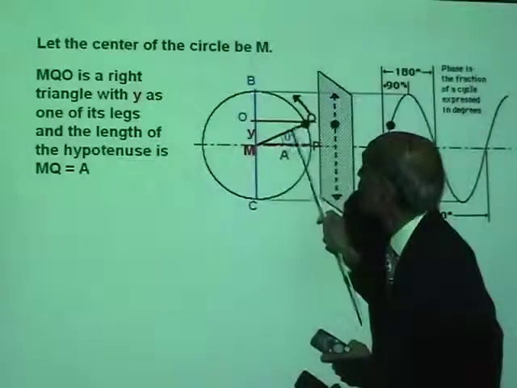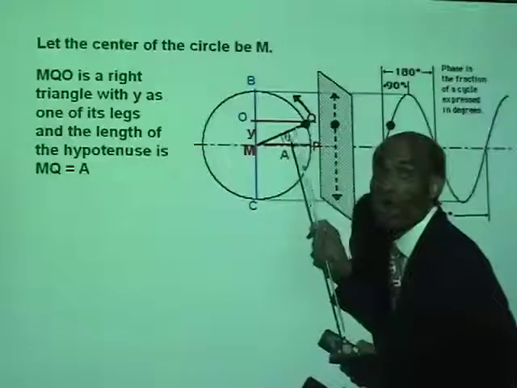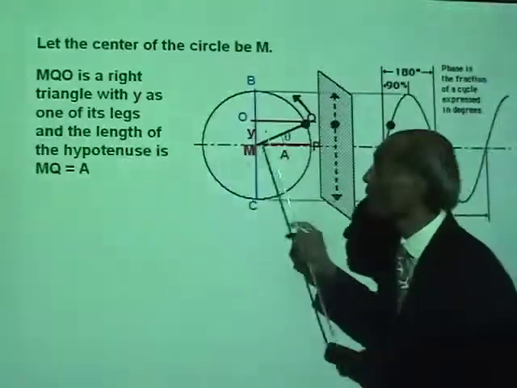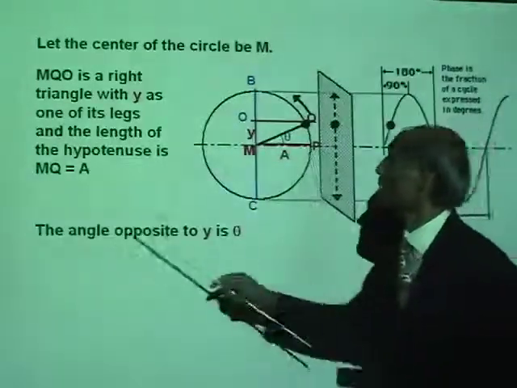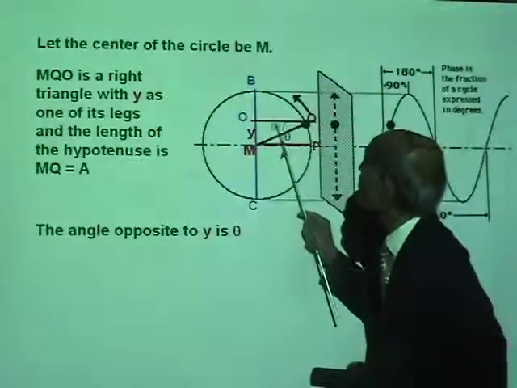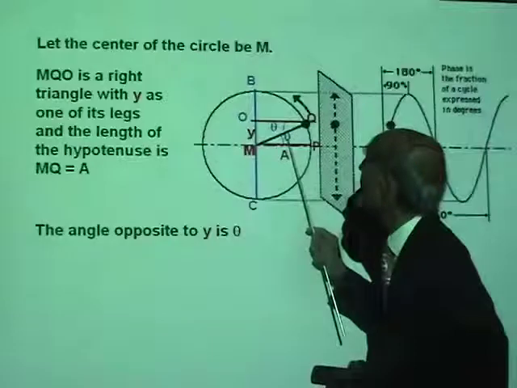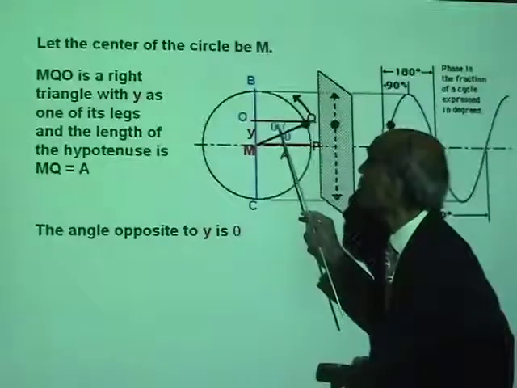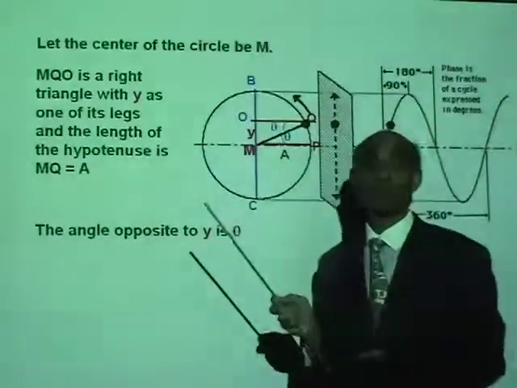Well, you know that line MP and QO are parallel, and this is a line cutting them. Therefore, this angle and this angle are corresponding angles. They are equal. The angle opposite to Y is theta. This angle is the same as this angle. That means this angle is theta.